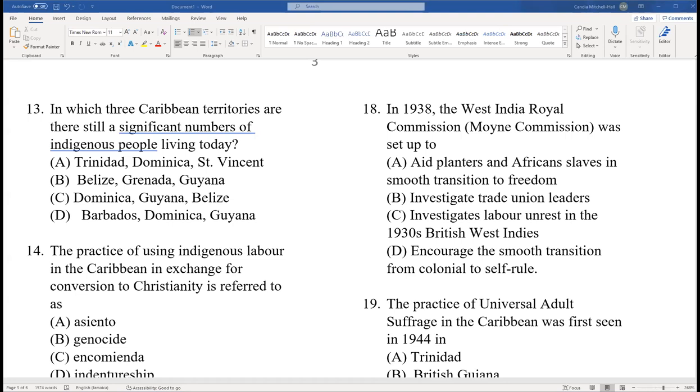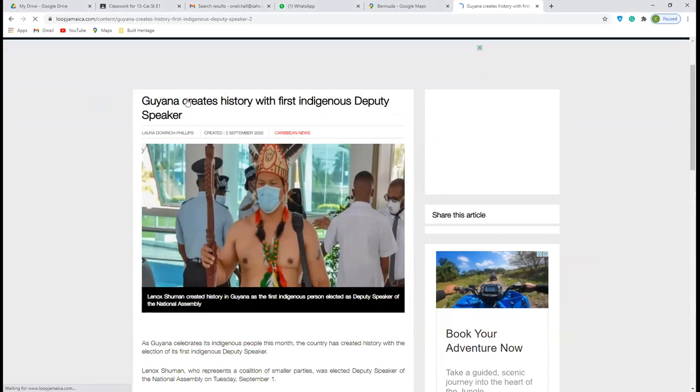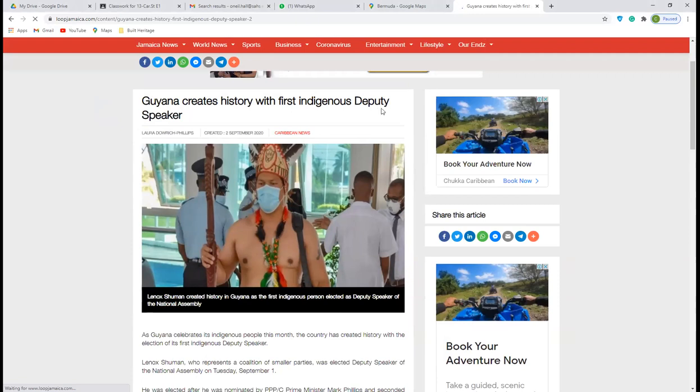Recently in Guyana, in their election, the chief of one of the indigenous groups is now a member of their parliament. Let us look for it. That's where I saw it. So this is in Guyana, where it said that Guyana creates history with first indigenous deputy speaker.